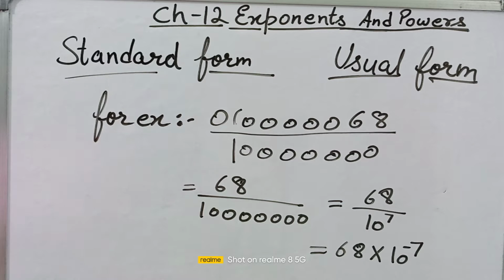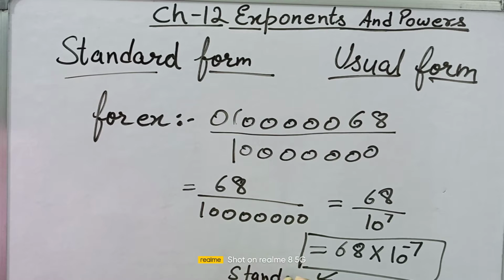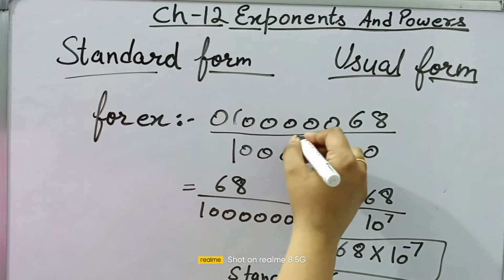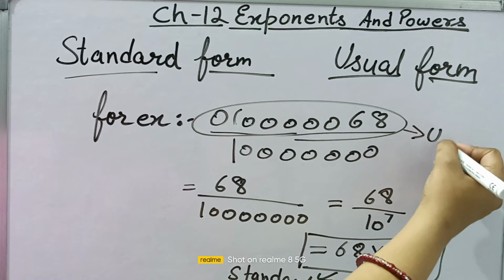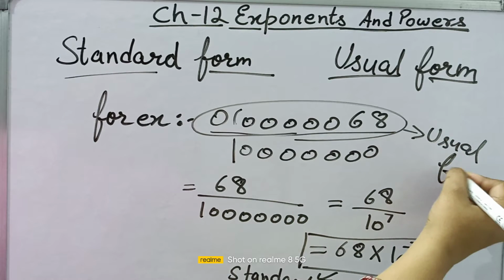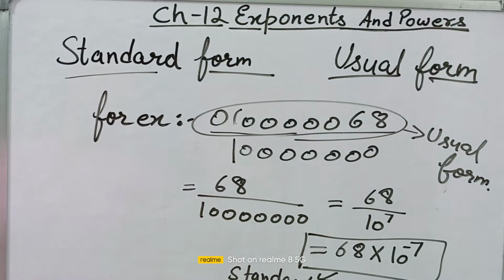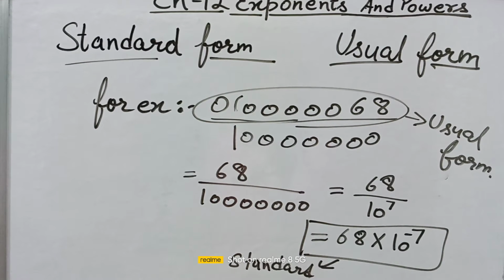So we can write this small number in standard form with exponents like this, 68 multiplied with 10 raised to the power minus 7. So this is your standard form, and this is your usual form of writing any small number. Right? In the same way, we can write large numbers also.